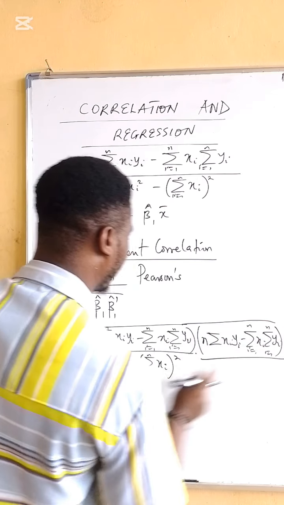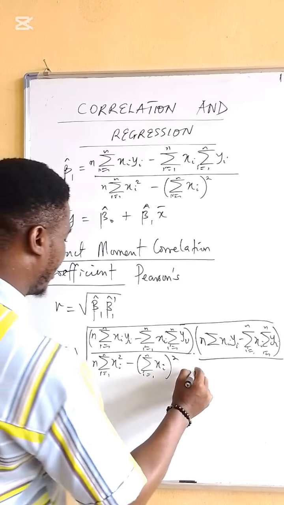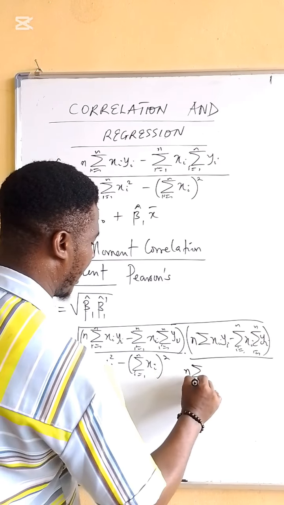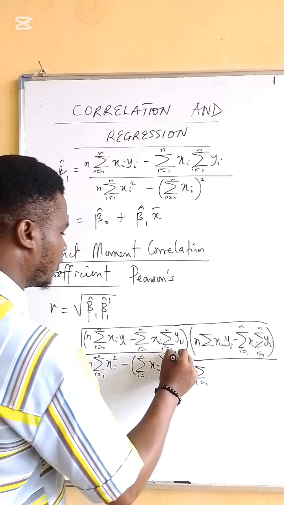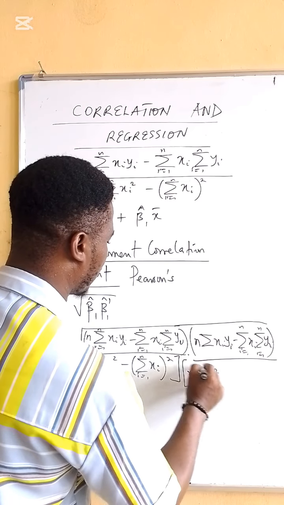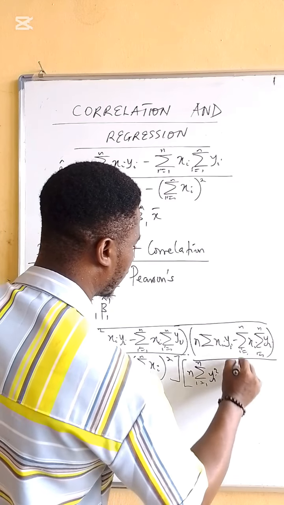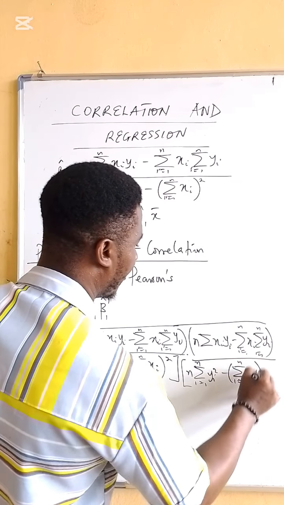Okay, but this time around, since I'm regressing x on y, I'll end up having n summation from i equals 1 to n. So let's put this in a square bracket. I'm going to have this yi all squared from i equals 1 to n, minus summation from i equals 1 to n yi, all squared.